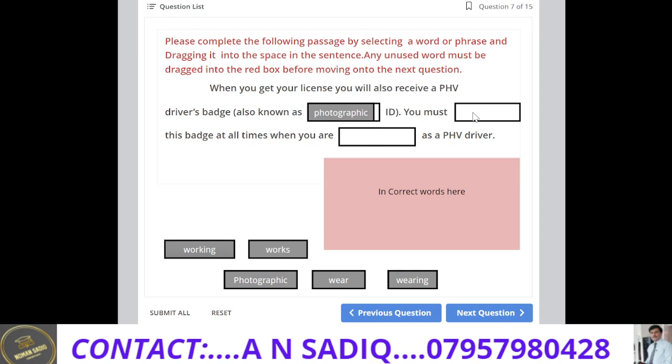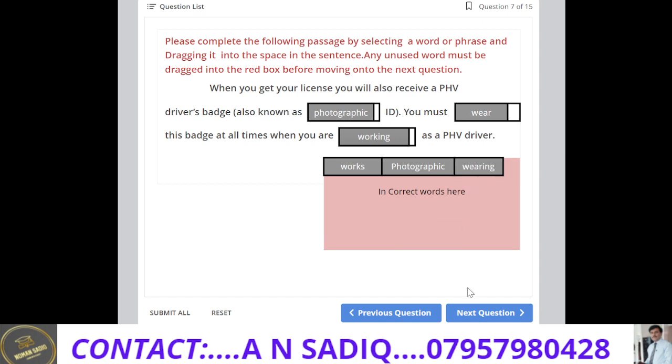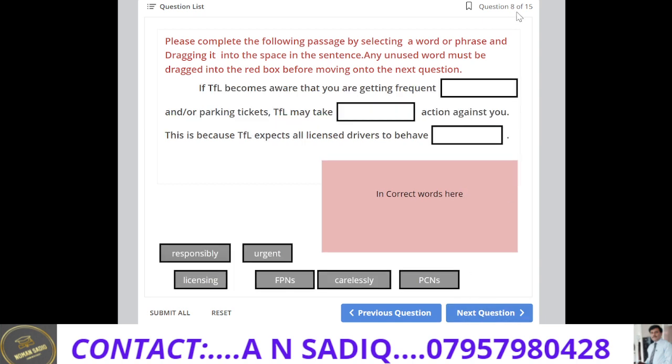Then you must this badge. You must working, no. You must works, no. Photographic we have already ruled out. You must wear or wearing. So you must wear. After must, it could not be wearing. So you must wear this badge all the time when you are, and the only word remaining is working, when you are working as a PHV driver. So I am putting the unused words here. Then I am jumping to the 8th question.